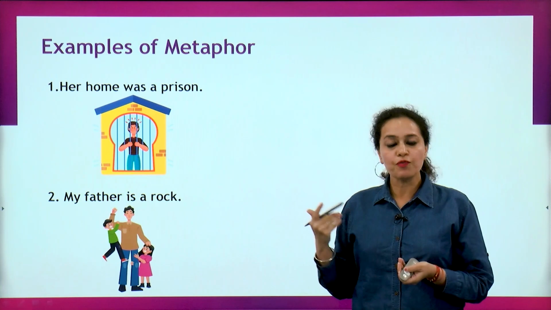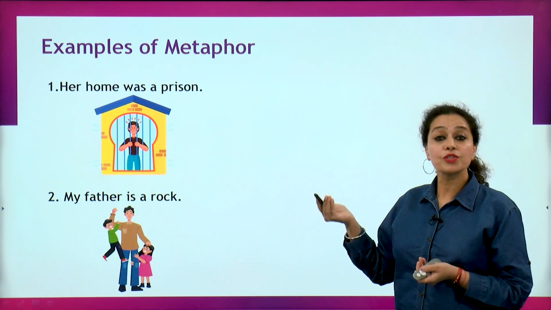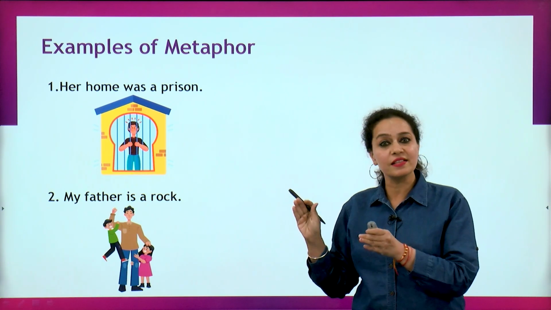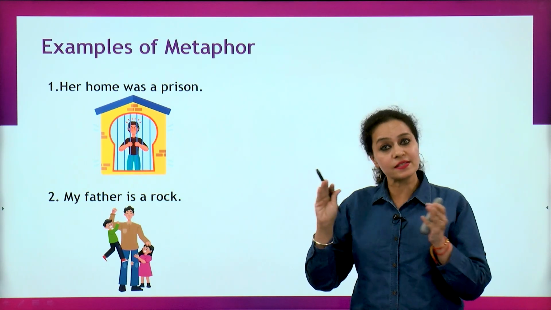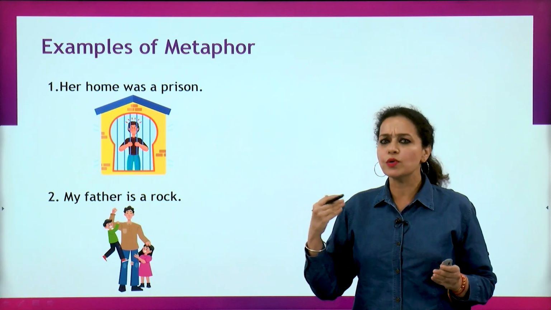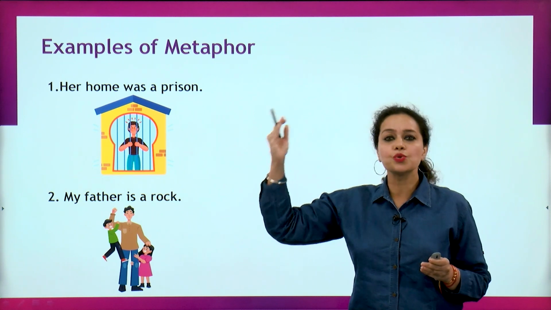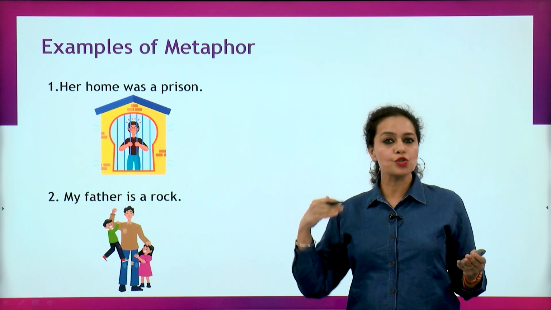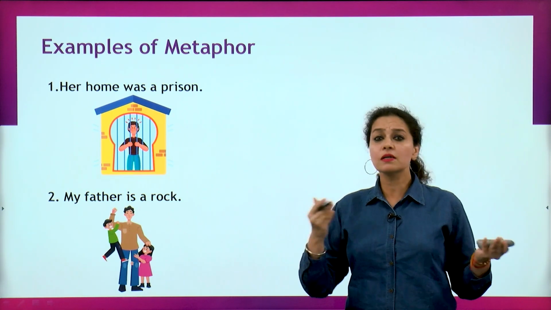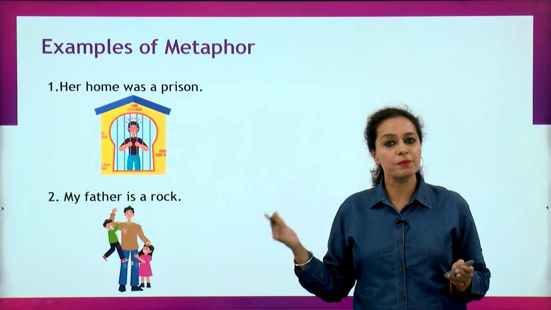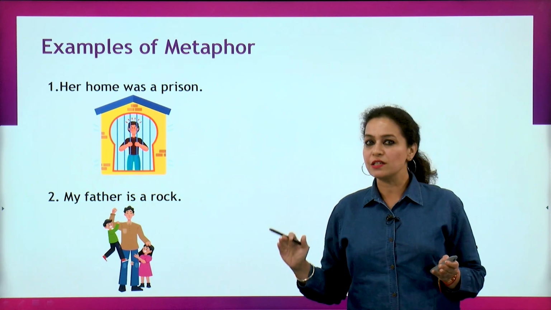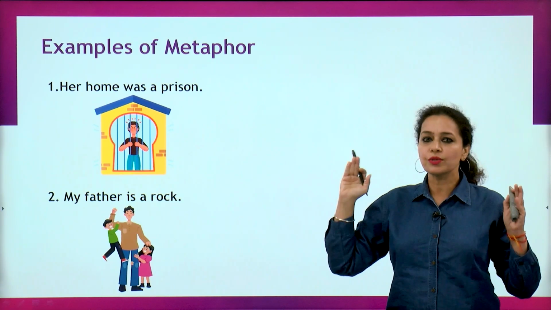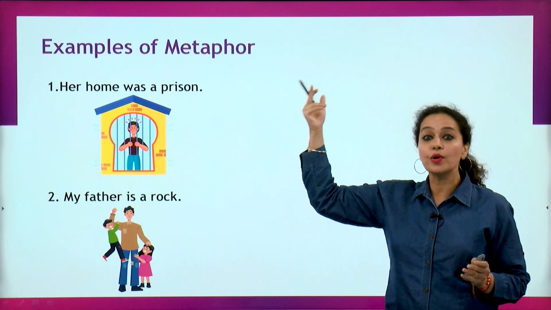Let's have a look at the example for better clarity. Her home was a prison. Here we are saying that A is B, that is her home is prison itself. It is not like a prison, it is a prison. So here we can associate whatever qualities of a prison can be given to her home. Maybe her home is very small in size. Maybe the girl is not allowed to move out of the house like a prison. Maybe the girl is trapped inside the house as in a prison. So the definition of this metaphor can be explored with the help of your imagination. Whatever qualities you can give to this metaphor, you are free to use using your own imagination.